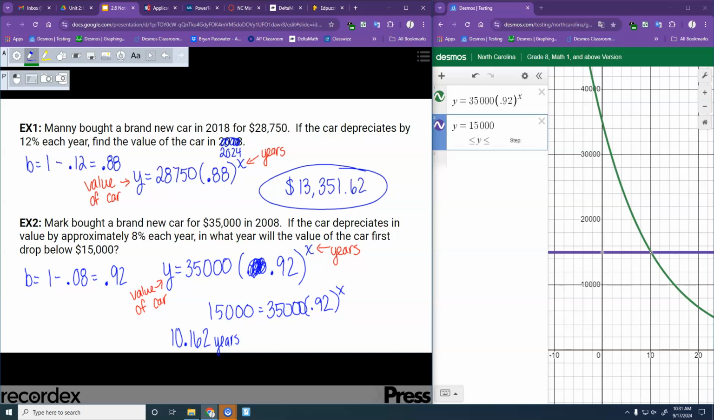Now that's not really the answer to the question, because the question says in what year. It will not be in the year 10, right? It'll be 10 years from when we started. So we'll take 2008 and we'll add the 10, technically 0.162. We don't usually really do that. It's going to be during 2018. Yeah, during 2018.